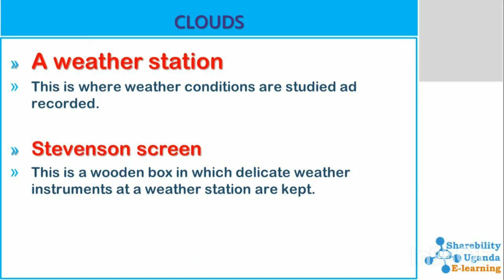A weather station is where weather conditions are studied and recorded. Sorry about that. If you're taking notes, this should be "studied and recorded." Then we have what we call a Stevenson screen, which is a wooden box in which delicate weather instruments are kept at a weather station.